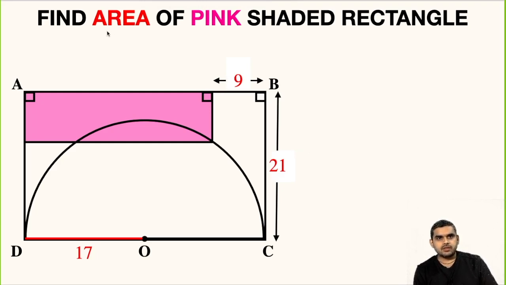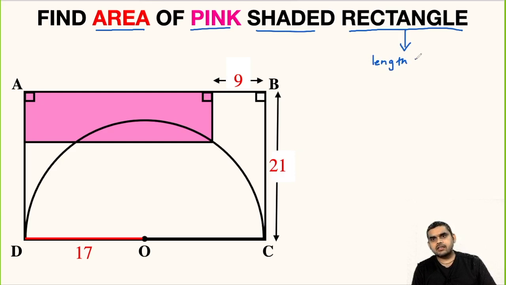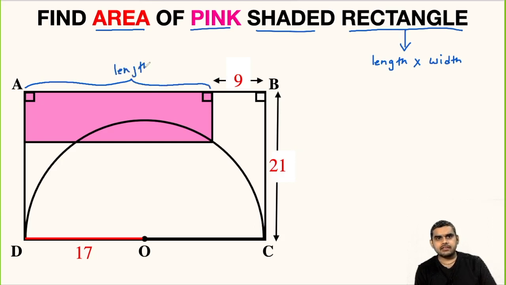So in this question, we have to find the area of the pink shaded rectangle. If we have any rectangle and we want to find its area, the formula is length multiplied by width of the rectangle. So let us focus on this pink shaded rectangle. Length will be this distance and width will be this distance. So this is width. Our aim will be to find the value of length and width of this rectangle.